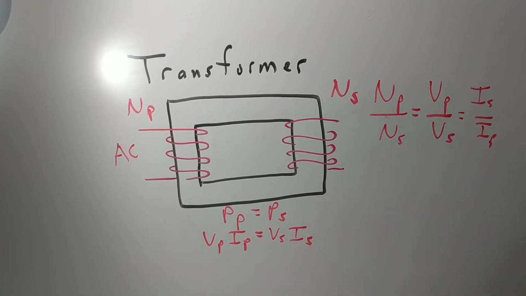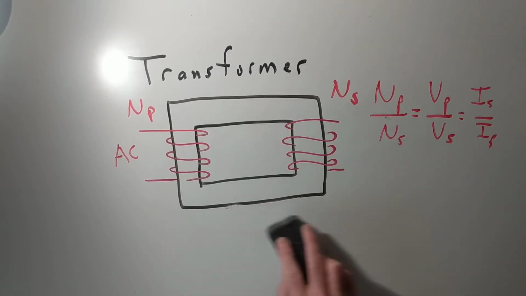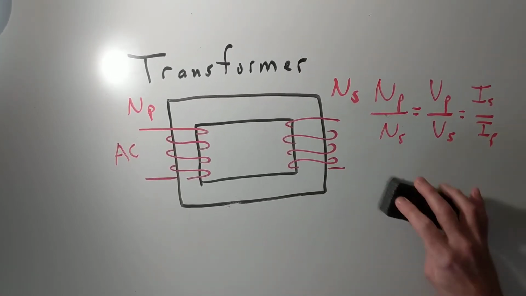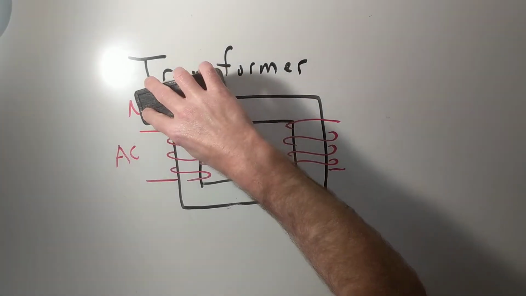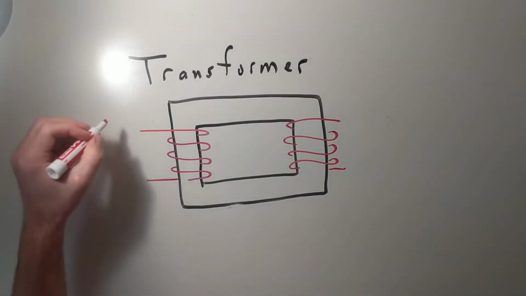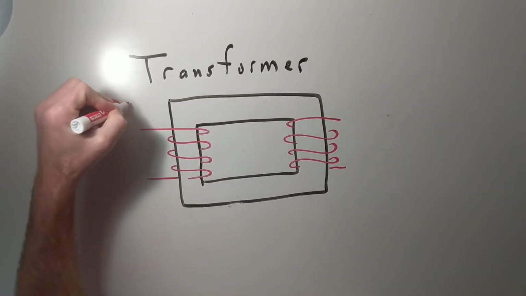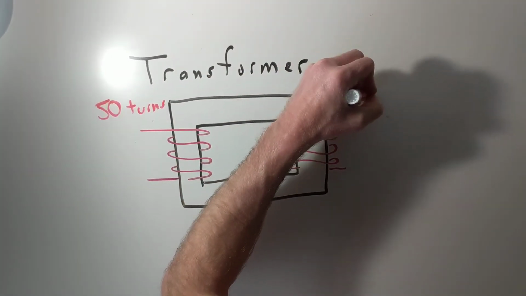So let's take a really simple example with this. And you did this last year, and this is overall a pretty minor topic with AP Physics, but it's one you should know anyway. So again, let's say that we have on a transformer, let's say we have 50 turns here, and let's say we have 100 turns here.